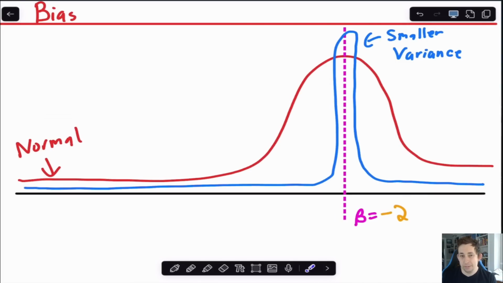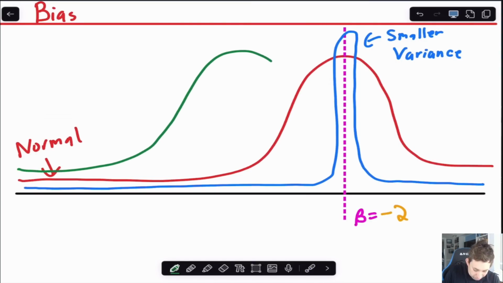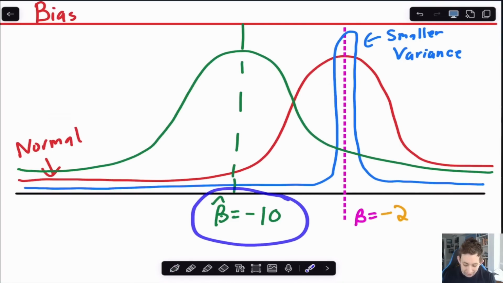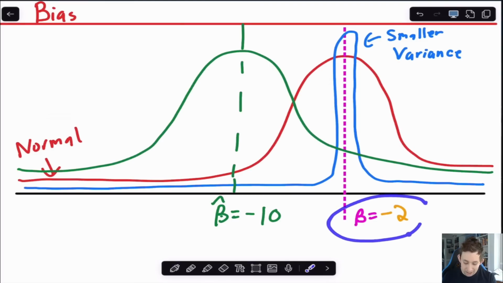It's an unbiased estimator. Suppose I had another estimator, maybe a green estimator, that also had a normal distribution, but maybe the normal distribution for the green estimator is centered where, I don't know, beta is -10. Then we would say this green estimator is a biased estimator because its expected value is not equal to the true beta. So when we think about bias, what we're thinking about is whether the expected value is equal to the true value. We don't necessarily know the true value, but theoretically, would we get the true beta as the expectation of our beta hat if we're doing this over all possible samples?